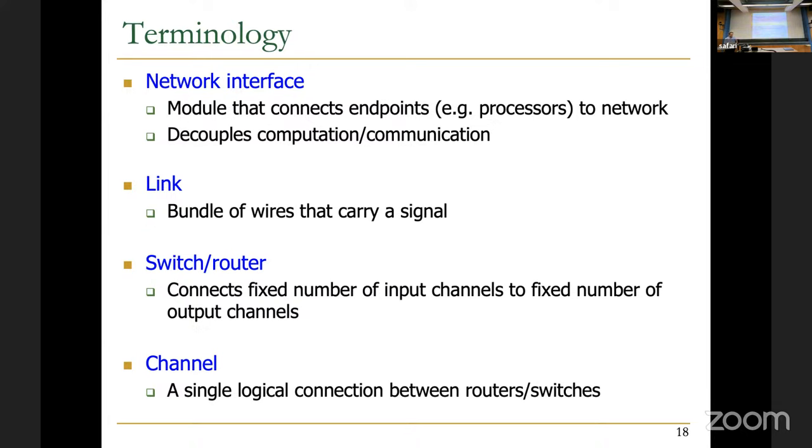So the first terminology is a network interface. Basically the module that connects endpoints like processors to the network. The idea is that we want to decouple the processor or cache or anything like that from the network. So there is a network that has switches or routers, and there is a network interface that each node should communicate through in order to enter data or packets into the network. So we have this network interface in the interconnection network.